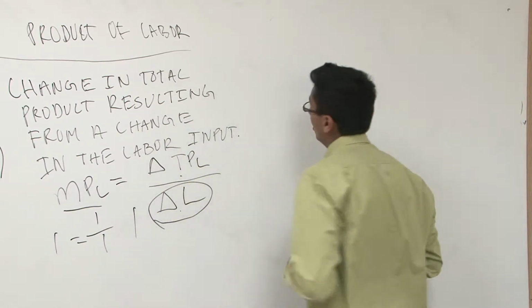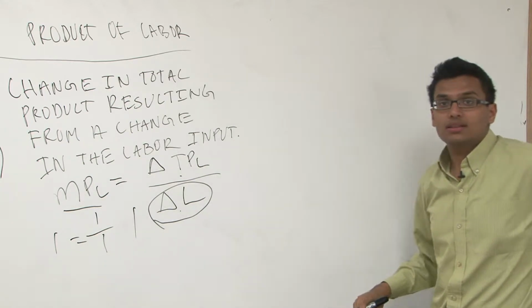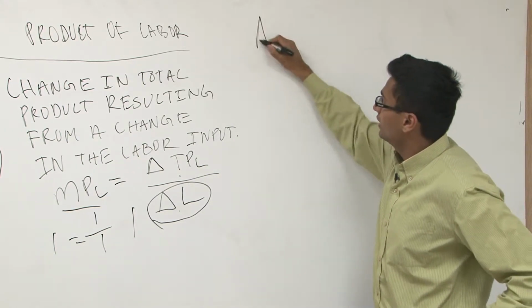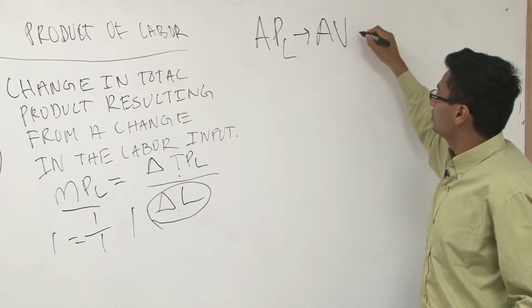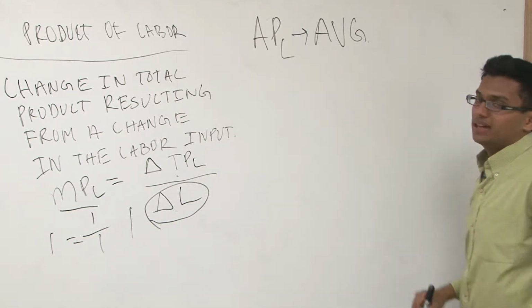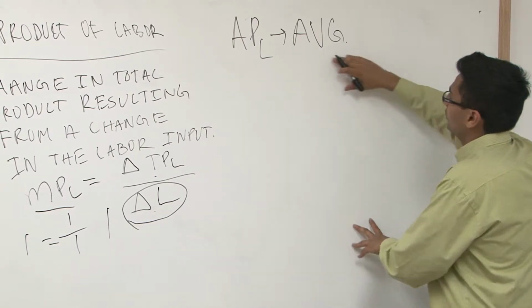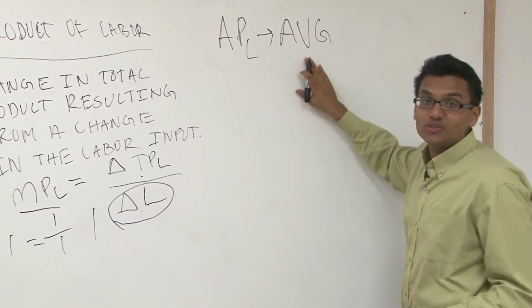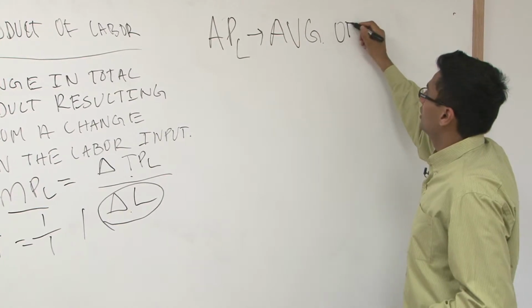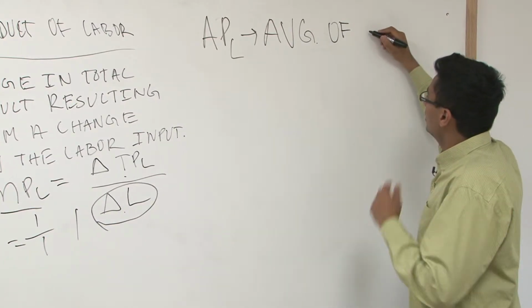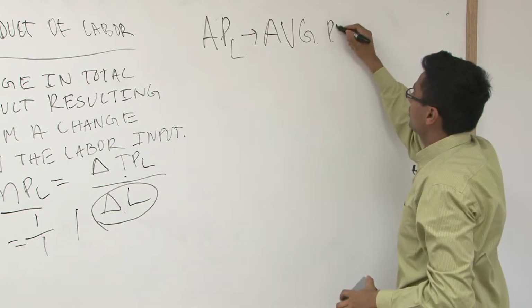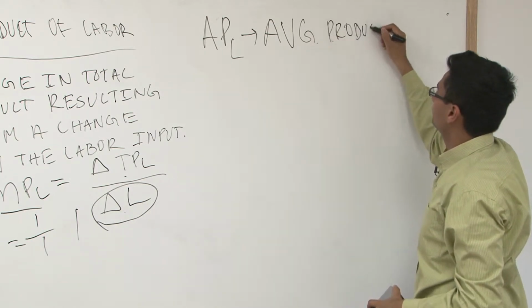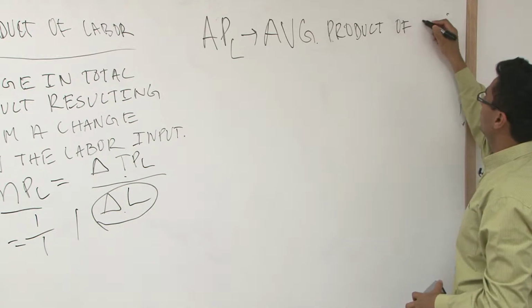All right, what is APL? APL stands for average product of labor. AVG is going to be average, I'm lazy now, but this stands for average. Average product of labor.